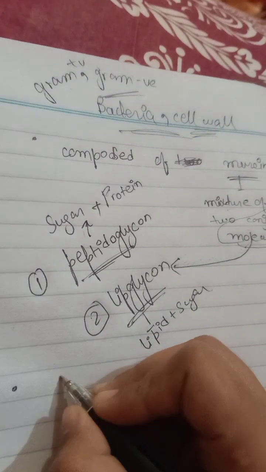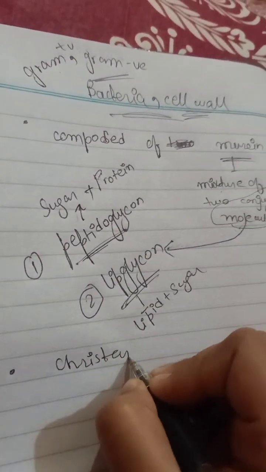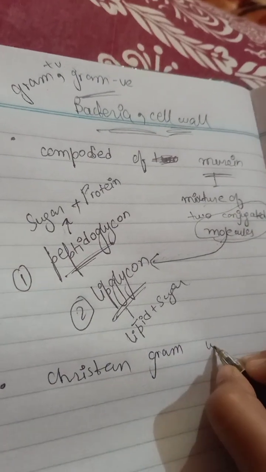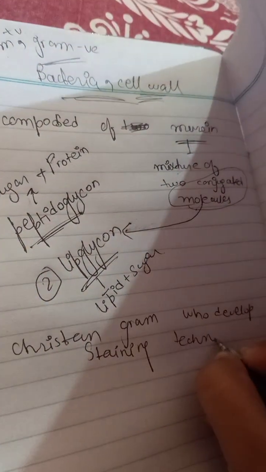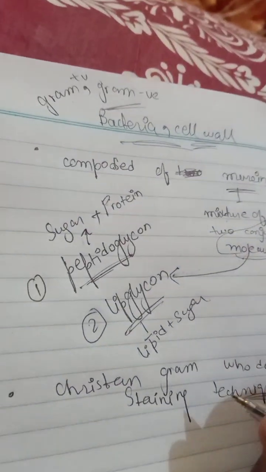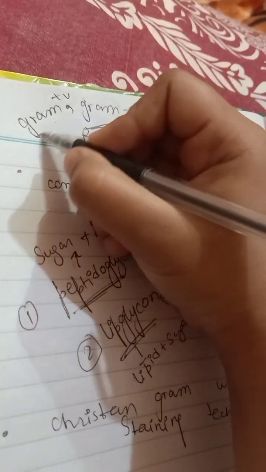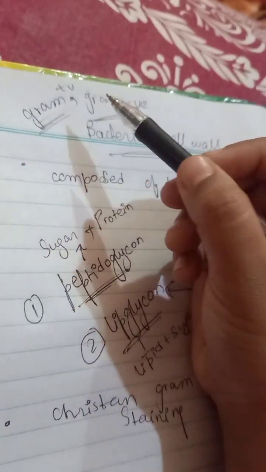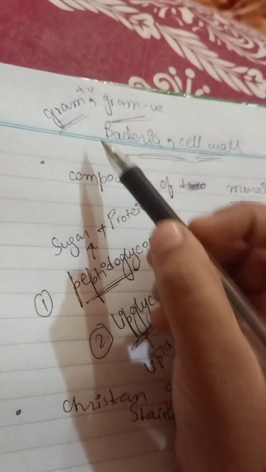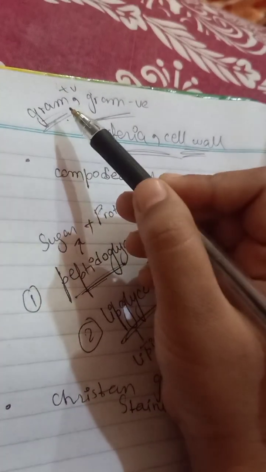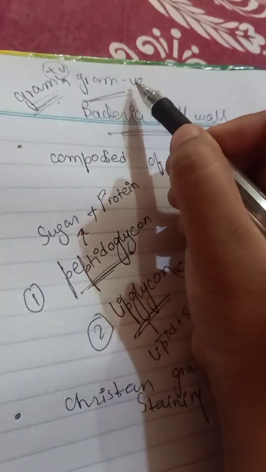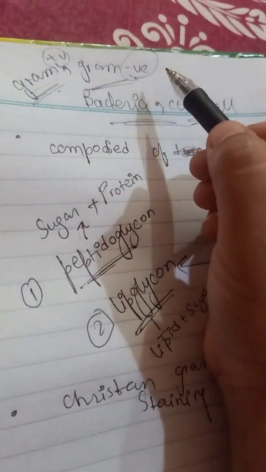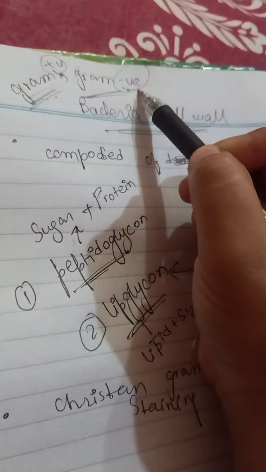There was a scientist whose name was Christian Gram. He was basically a scientist who developed the staining techniques. Staining means color techniques. He used different colors on the gram positive cell wall, which means Gram is the scientist's name. He used the stain on the bacteria cell wall and their cell wall got colored. That's why we put the name positive. And their cell wall that was not colored from the staining, we are calling negative.